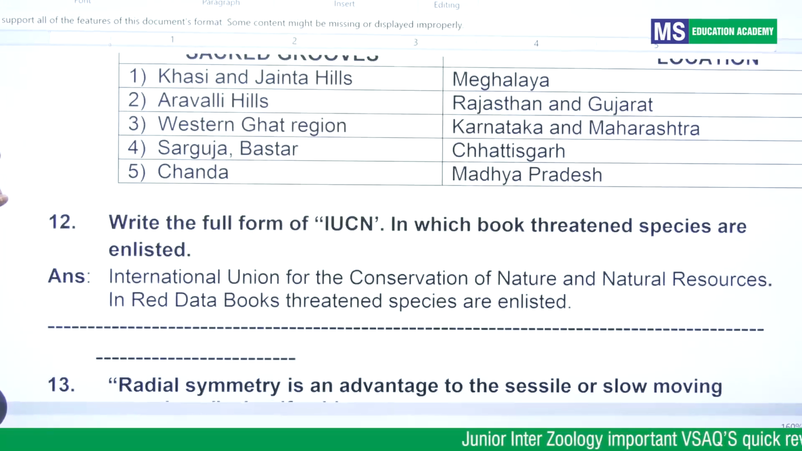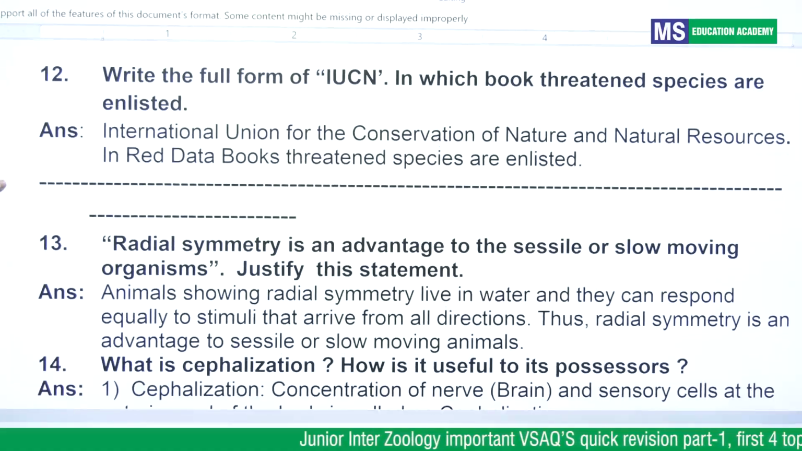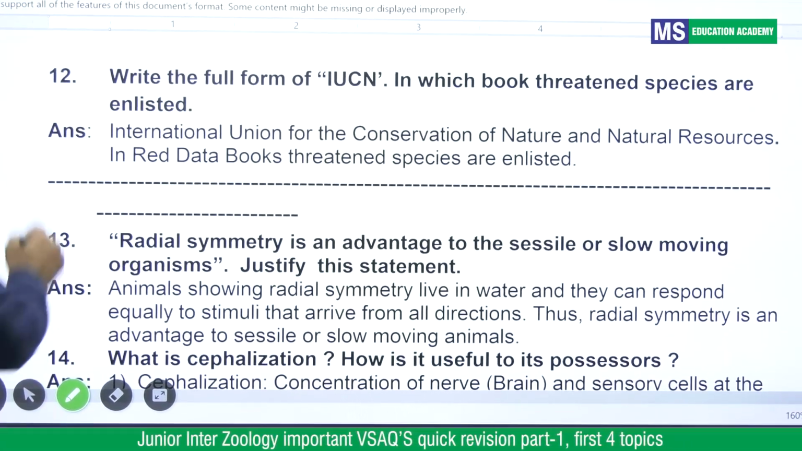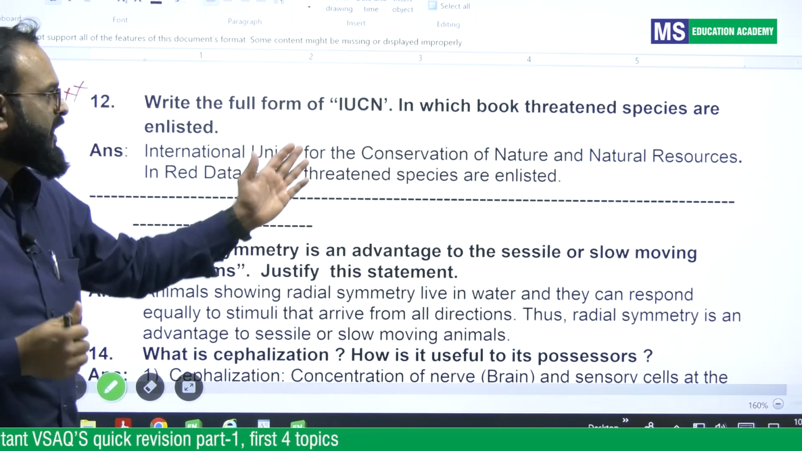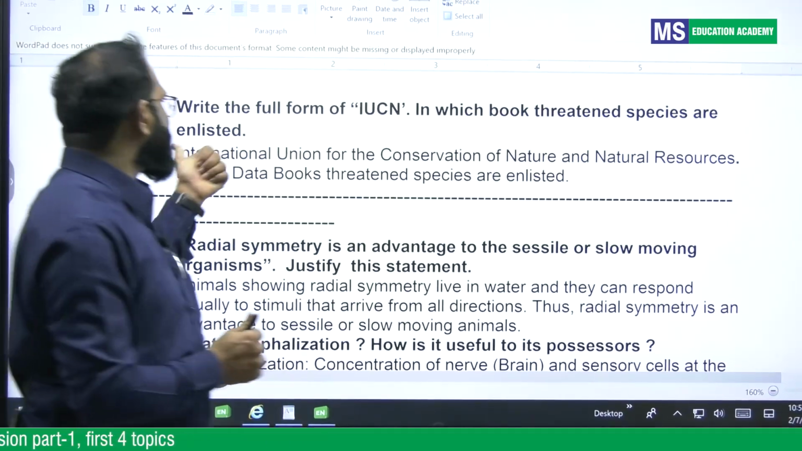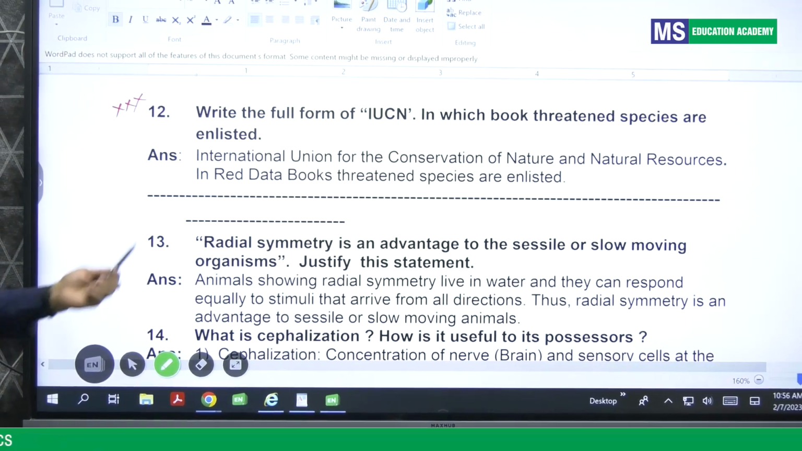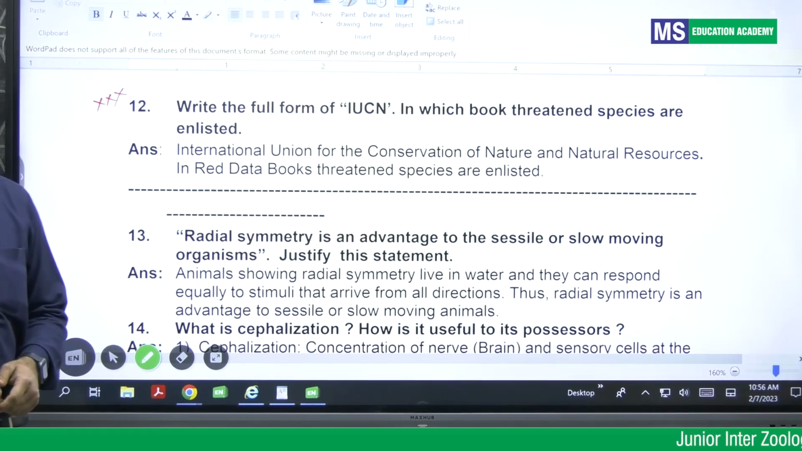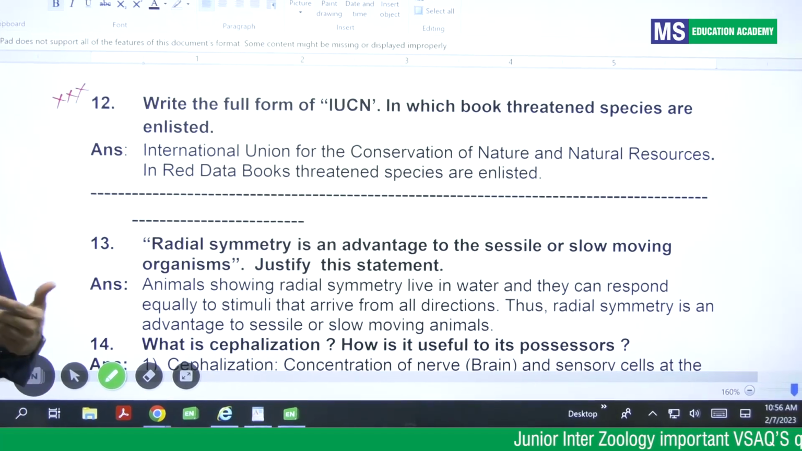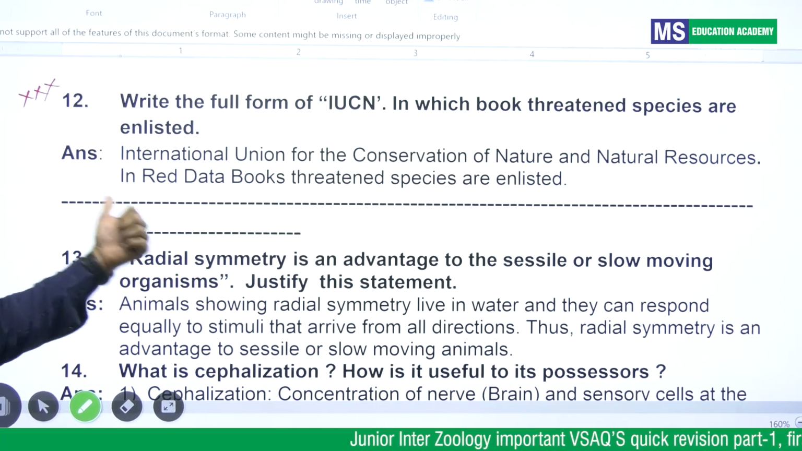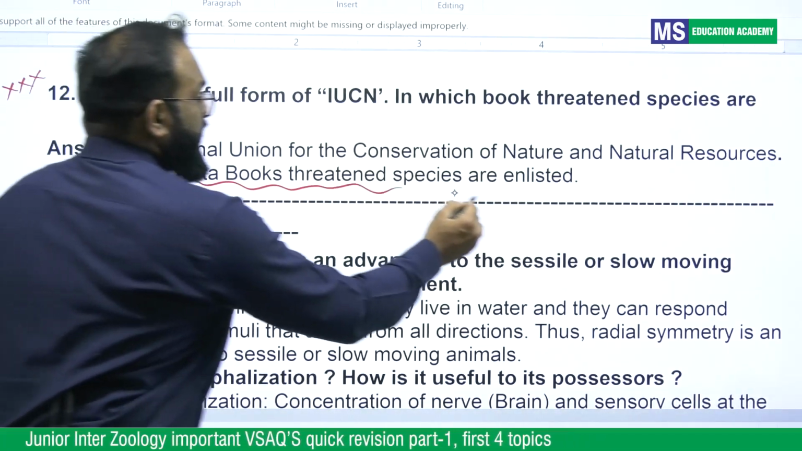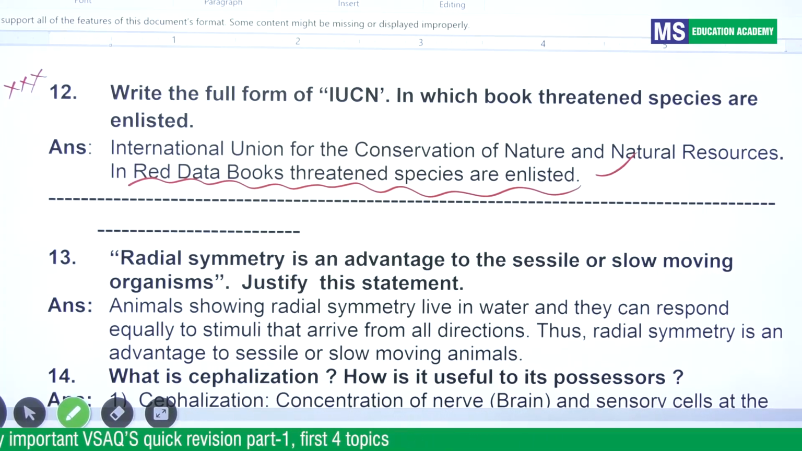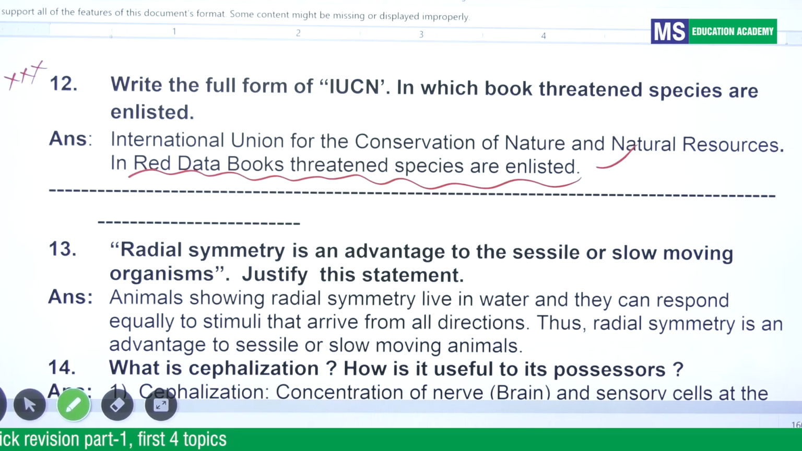Next question, students. Write the full form of IUCN. Even in our pre-finals, we have given these questions, students. And in which book are threatened species enlisted? IUCN is the International Union for the Conservation of Nature and Natural Resources. You have to write this point: in Red Data Books, threatened species are enlisted. Right.